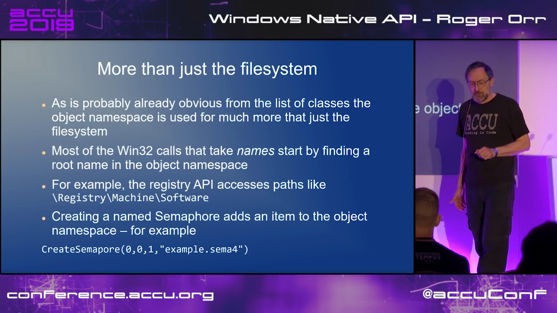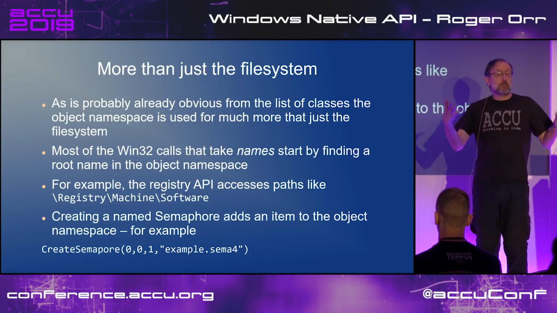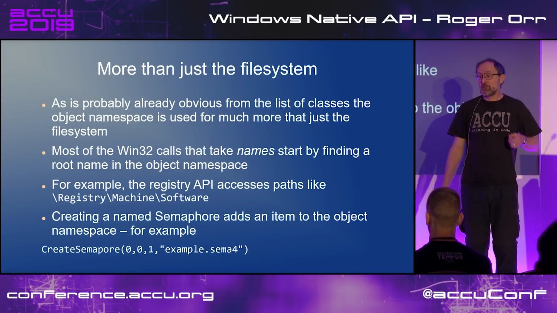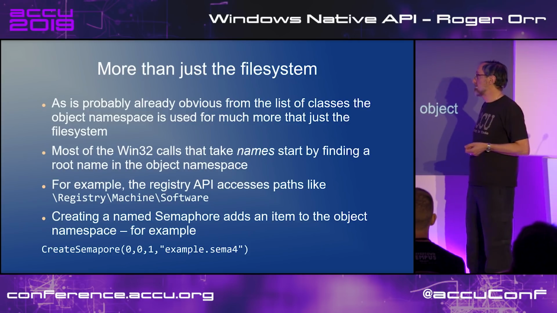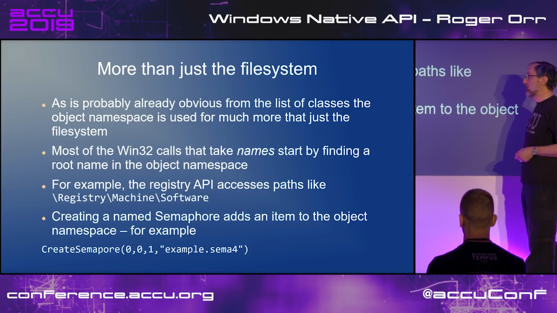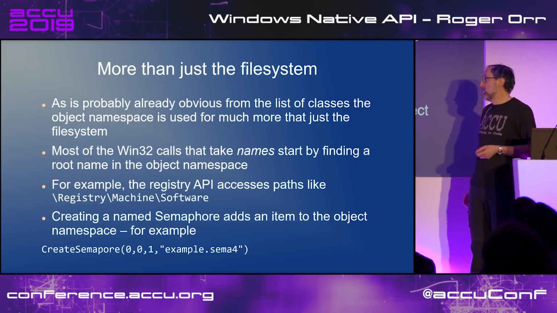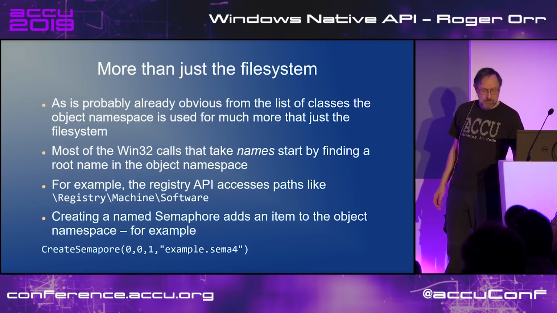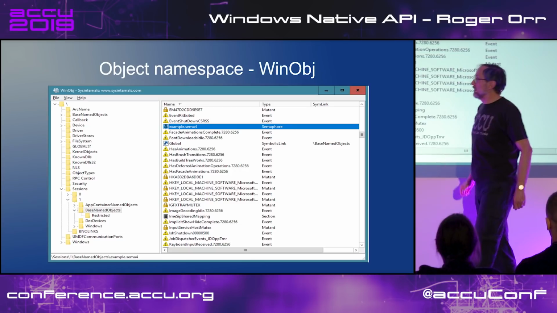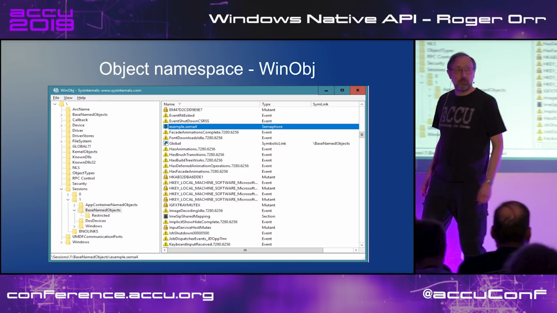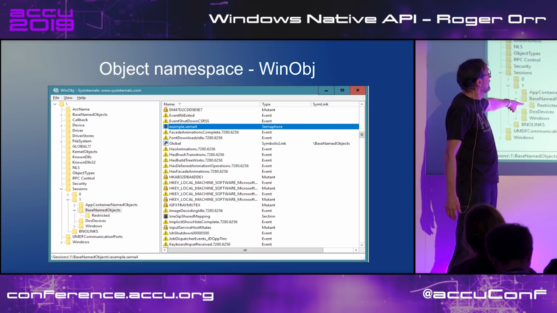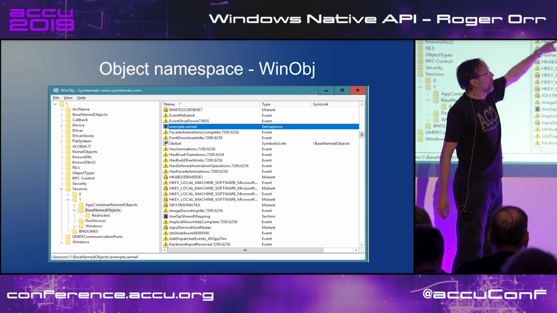And it's not just the file system. Most of the things, anything in the Win32 API that takes a name is keyed somewhere off the system namespace. So if you create a semaphore, then it adds it to the namespace. So I have a call, CreateSemaphore, example.semaphore, and then look for it in WinObj. I find that under sessions, session 1, I've got base named objects, and it's example.semaphore, and it's a semaphore.